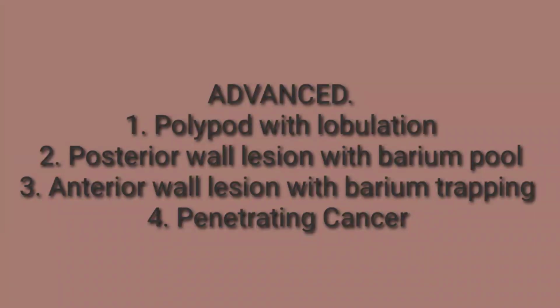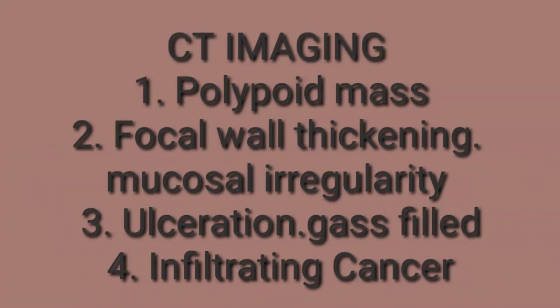Up to 70% of all gastric cancers can be seen this way. CT is also used to evaluate the features of gastric adenocarcinoma. It will demonstrate a polypoidal mass with or without ulceration. It may appear as focal wall thickening with mucosal irregularity or focal infiltration of the wall. It may appear as a gas-filled ulcer crater within the mass, or it may be an infiltrating carcinoma with wall thickening or loss of the normal rugal fold pattern.